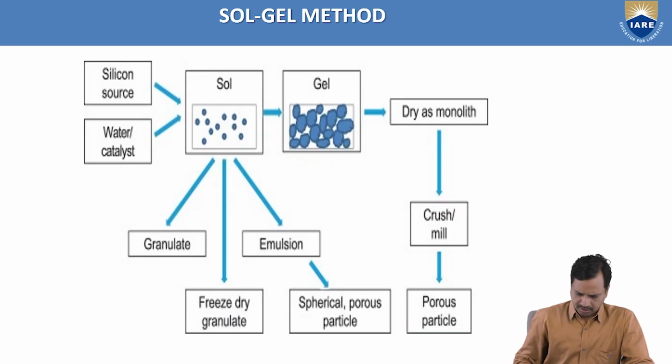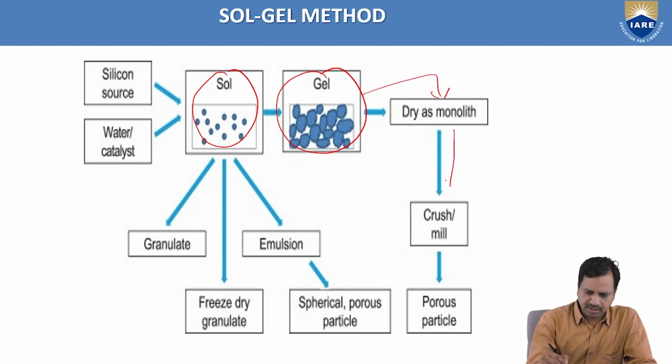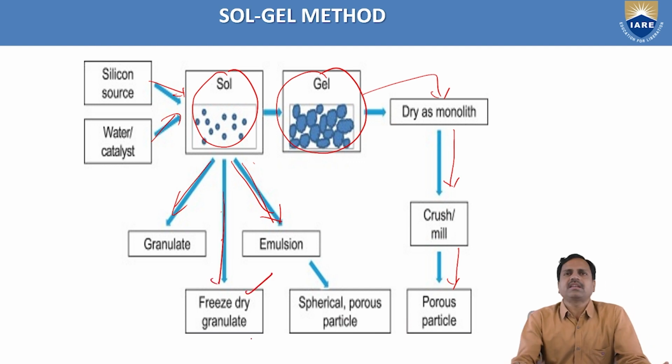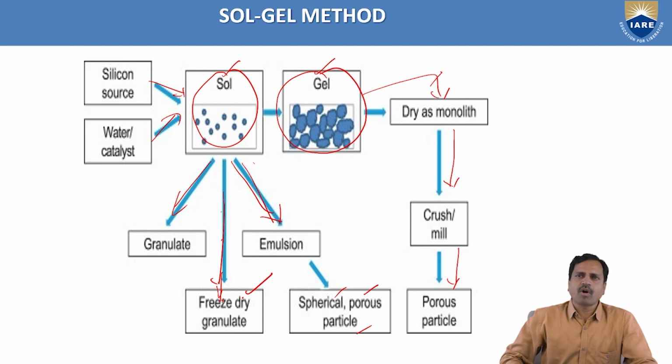Okay, so this is a flowchart diagram. Here the solution is formed into the gel form, then drying, then crush or ball mill, and it can give porous particles. In this one, suppose a silicon source or water catalyst can be used. Then granules will be formed, or in the presence of an emulsion also we can use. Depending upon that, we can freeze or dry granules. Spherical or porous are the particles, depending on which type we have to synthesize. So first we prepare the solution, then form the gel, then dry, then dry granules or spherical particles, depending upon the requirement.